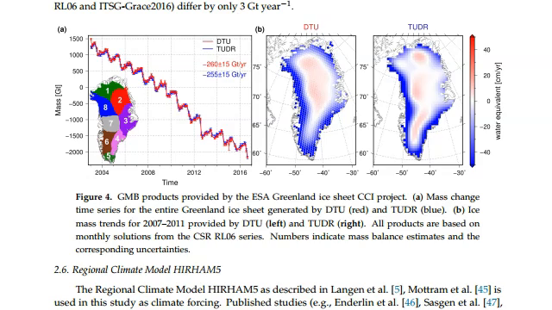Observations show surface lowering across virtually all regions of the ice sheet, and in some locations up to 2.65 meters a year between 1995 and 2017, based on radar altimetry analysis.